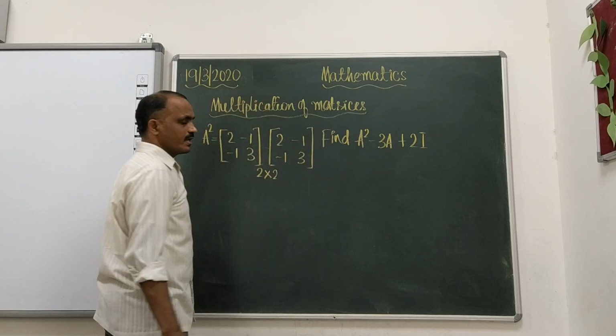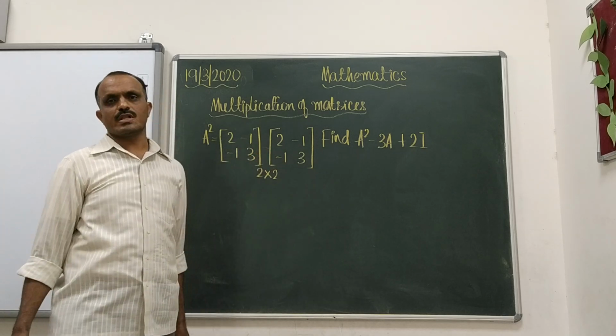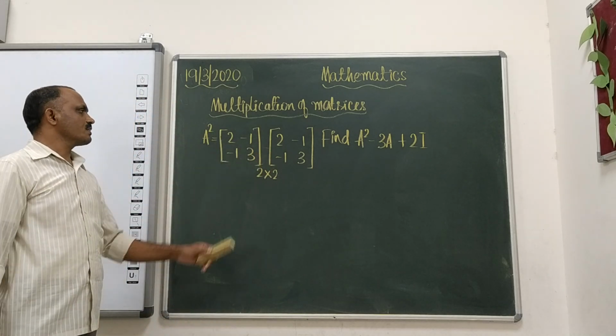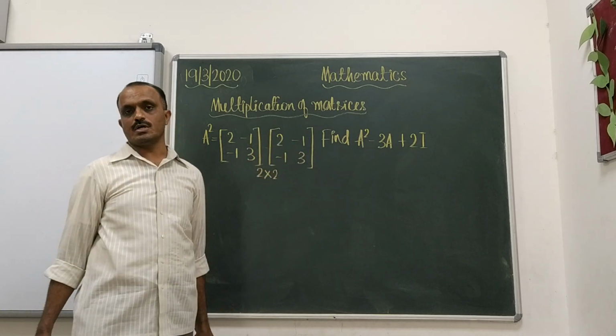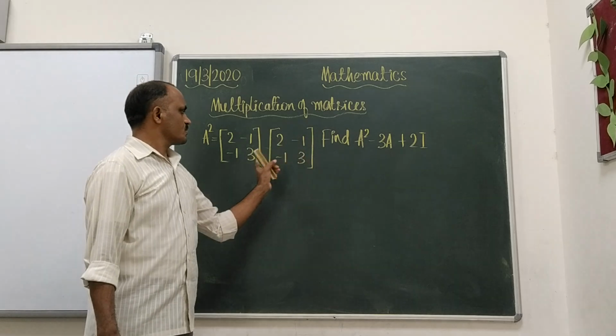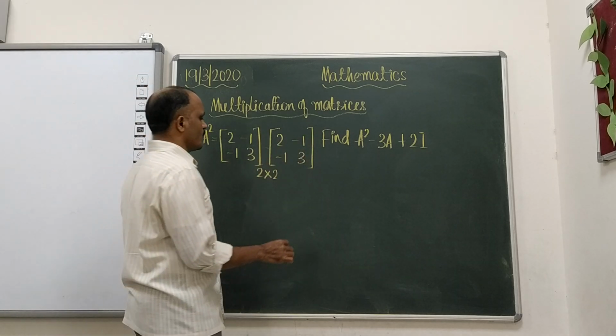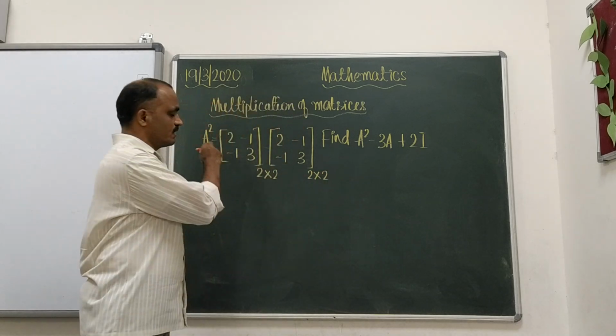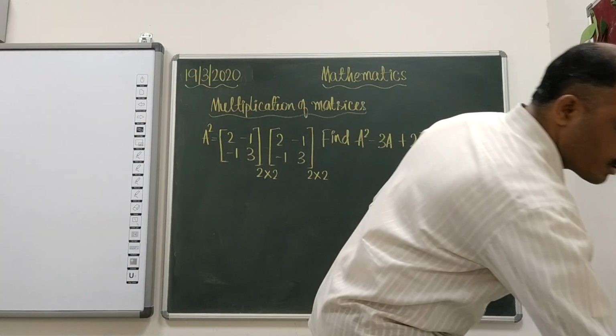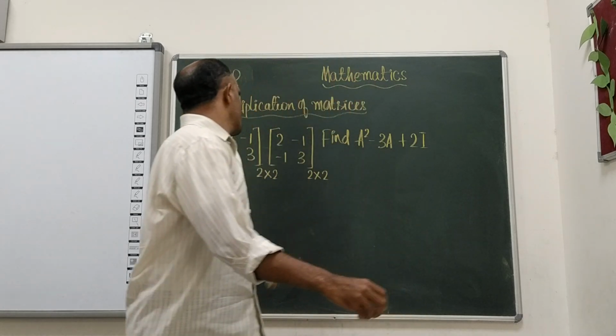Always we write first rows then columns. So when we write, how we read is 2 minus 1. Always we follow rows, first row then second row. Now we'll write the order of this matrix also. The order of this matrix we already know. Even this has 2 rows and 2 columns.